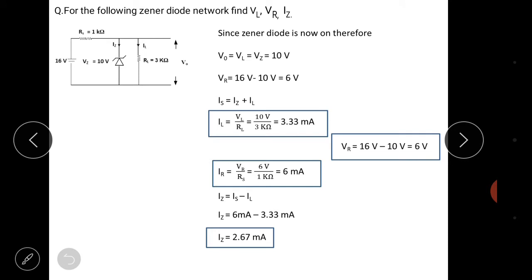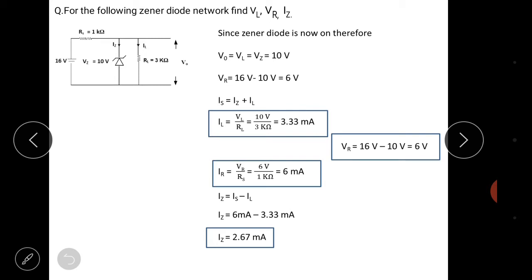Since the Zener diode is now on, or in the breakdown region, it will lock the voltage across the load resistance to 10 volt. So V0 is equal to VL is equal to VZ is equal to 10 volt. It is now fixed, and the voltage across R will be 16 minus 10 volt, that is 6 volt. Now we have to calculate different currents, that is IZ and IL.